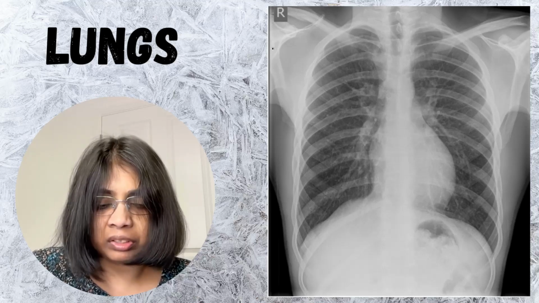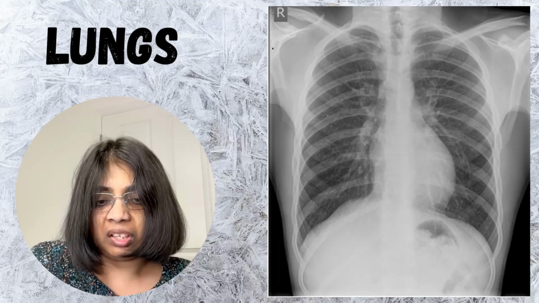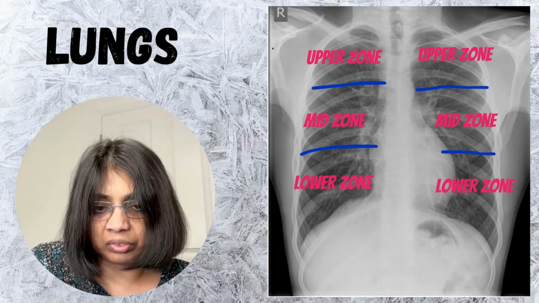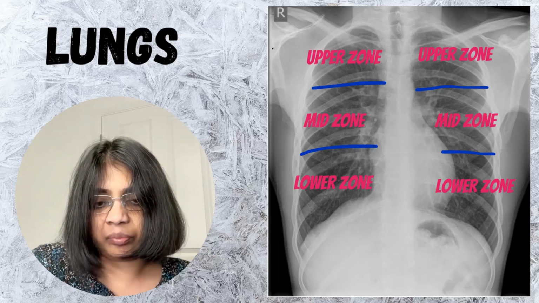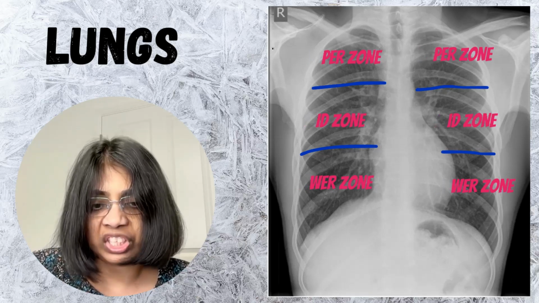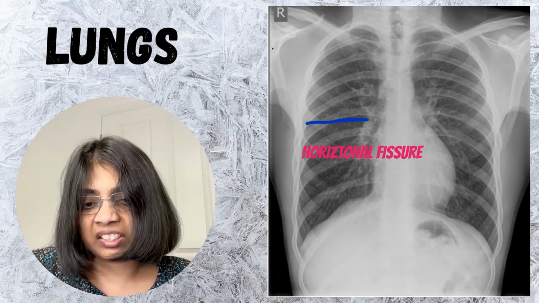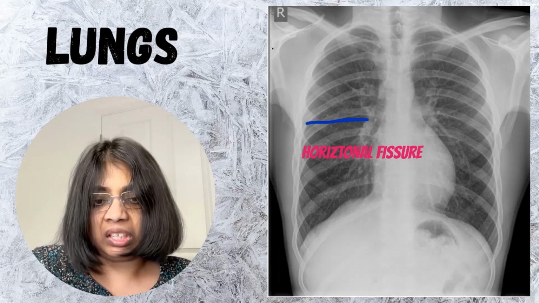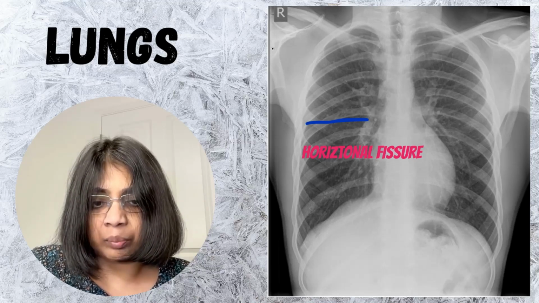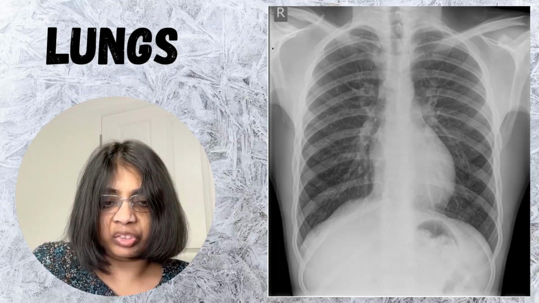So instead, what we can use for descriptive purposes of pathology is to divide the radiograph into upper, middle, and lower zones. The other thing to appreciate on some chest X-rays is the horizontal fissure. This can be seen as a horizontal linear line that extends from the periphery to the hilum, and the horizontal fissure divides the upper lobe from the middle lobe on the right.